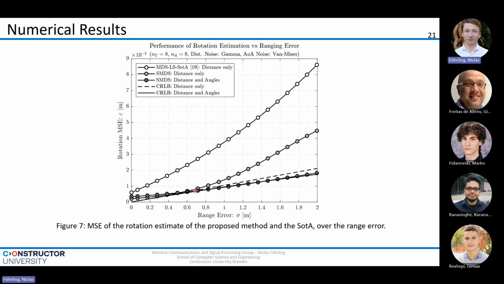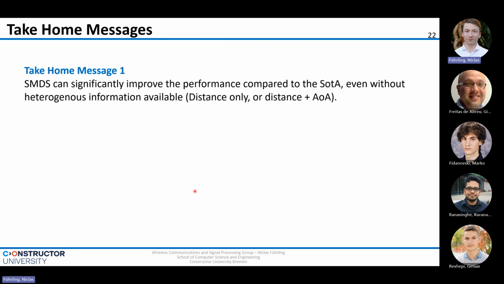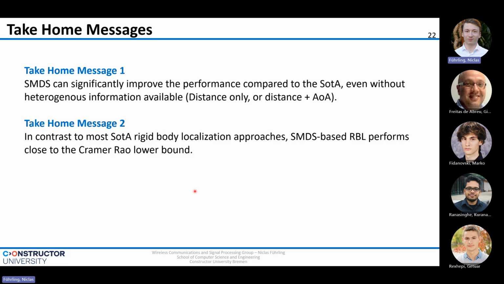Yeah, that was it. Then just some take-home messages for you. Take-home message 1: SMDS can significantly improve the performance compared to the state of the art, even if we only measure the distances and not distances and angle of arrival. Then, in contrast to most state-of-the-art methods, SMDS-based RBL performs very close to the bound.